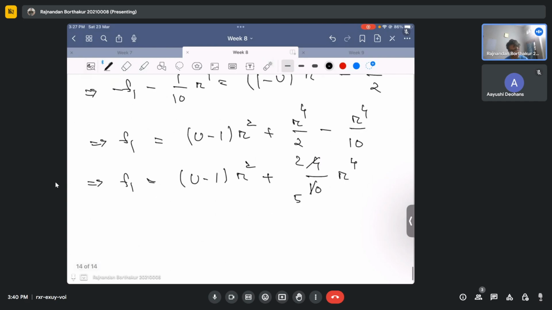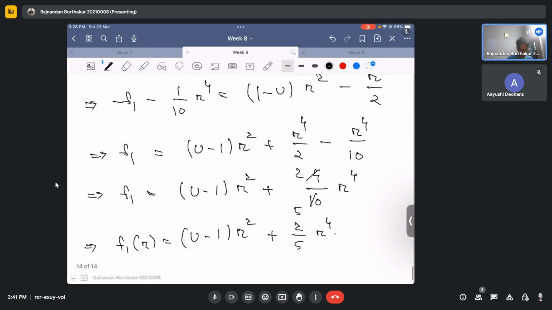Please check it out, so do the math by yourself also. So f1 in terms of r basically comes out to be, hold on, yes, u minus 1 times r squared plus 2 by 5 r power 4. Can you quickly check it out? So this is your f1. So we are done evaluating the f3 and f1 that we required.